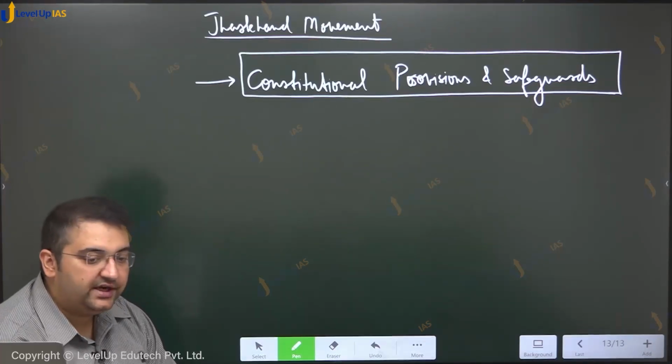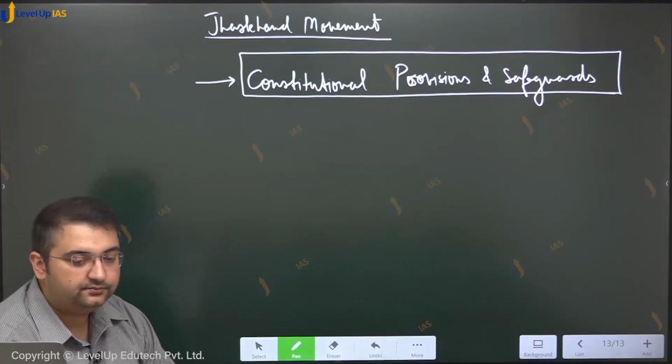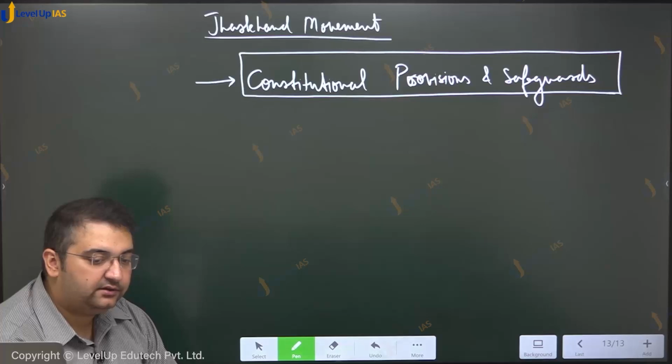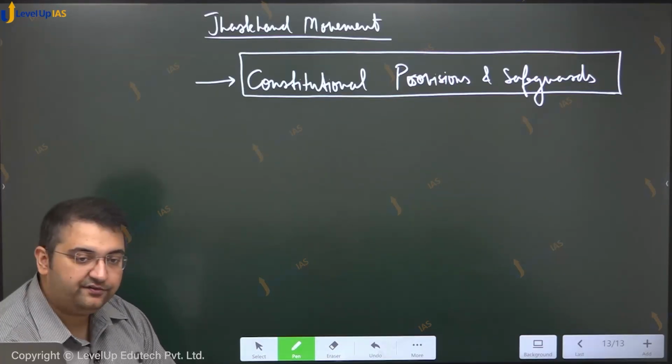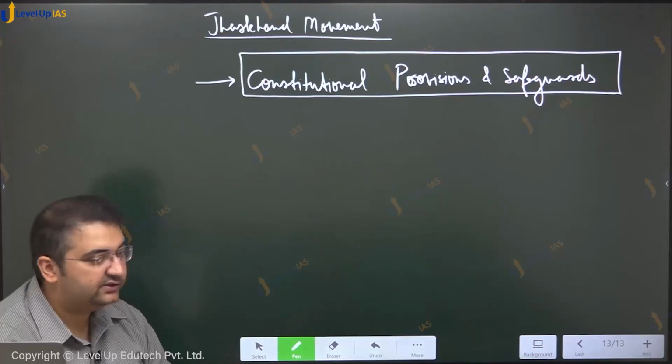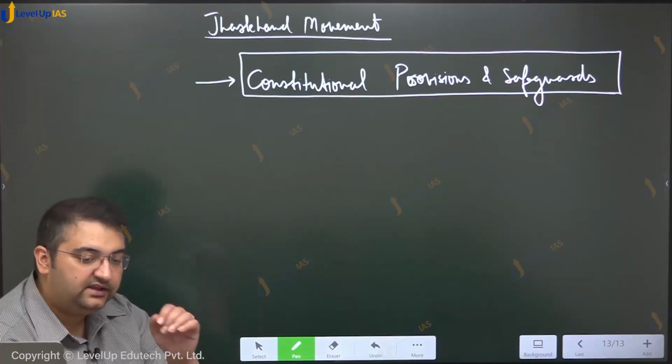B. Schedule 6. What does it provide for? Scheduled areas with even greater autonomy for tribal councils in the regions of Assam, Meghalaya, Manipur and Tripura. C.